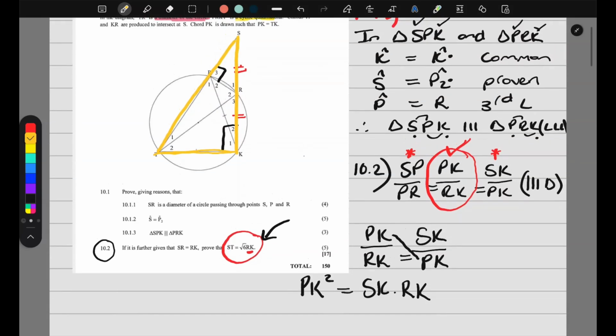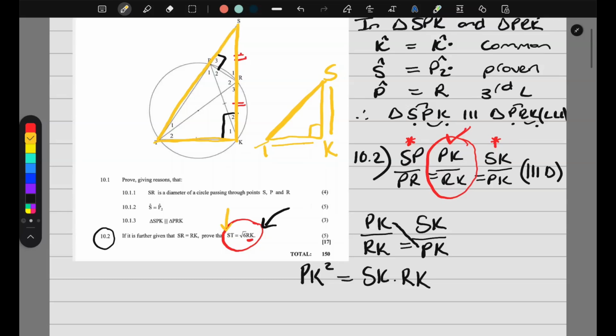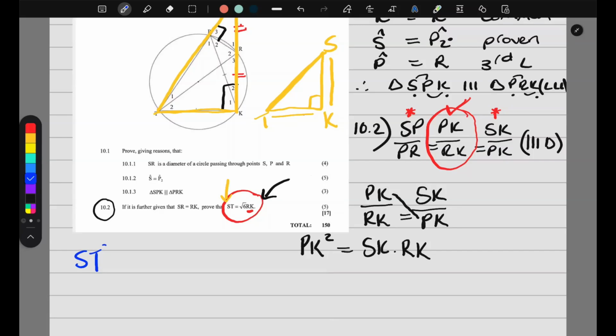So now I must just decide what I am working out. Because it says I have to prove that ST is equal to something, let me start there. Maybe I can say ST squared. If you take out the triangle, this is S and this is T and this is K, and this is a right angle triangle. So this is the hypotenuse. So this squared is this squared plus that squared. So I'm going to write that down. ST squared is SK squared plus TK squared.